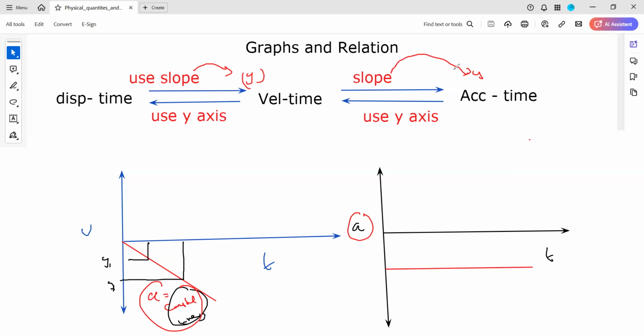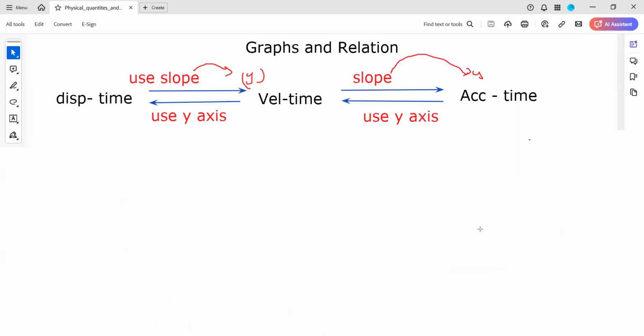Is this example clear? Yes. In the same way, if we have a velocity time graph, we can also work out a displacement time graph. Say this is a velocity time graph, and the question is to work out the displacement time graph.